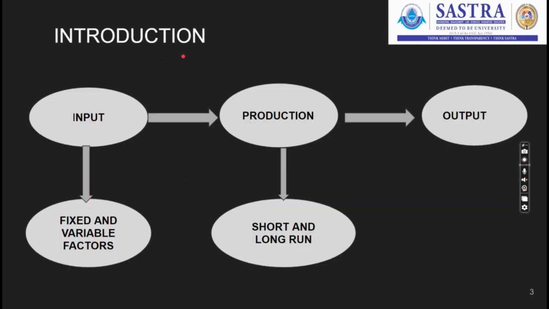So starting with the introduction, let's start by understanding what is production. So production is a process by which the inputs that are given are converted into an output. The output is the one that is generally used by the consumers. The input can either be a fixed or a variable factor.